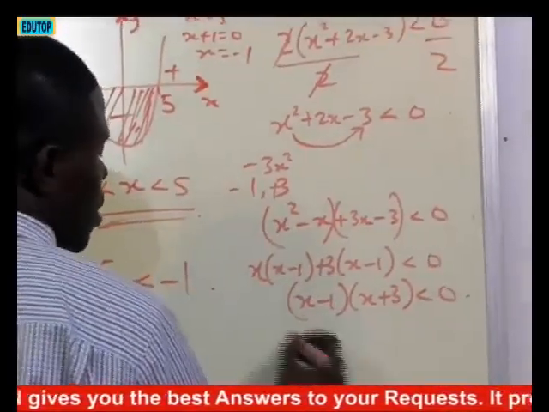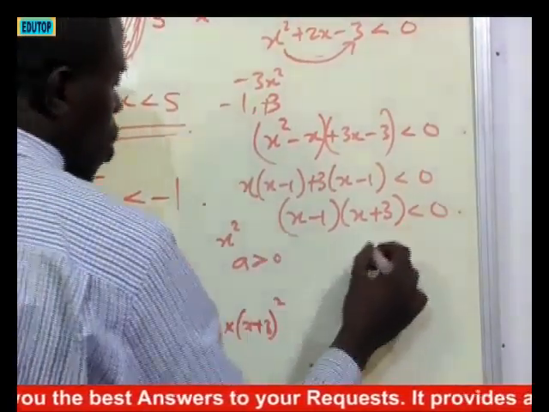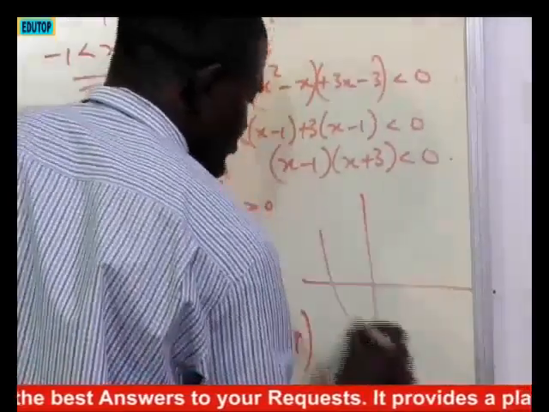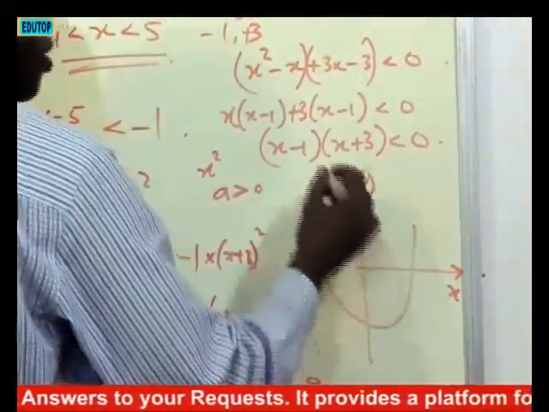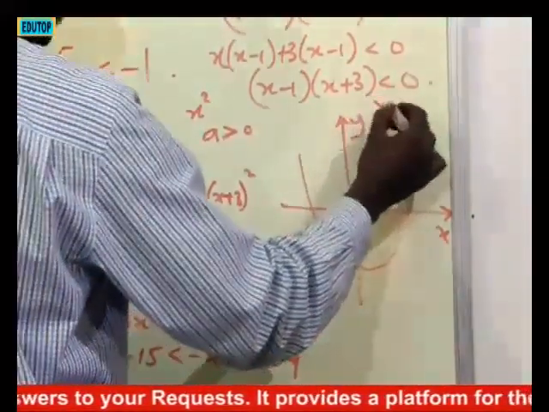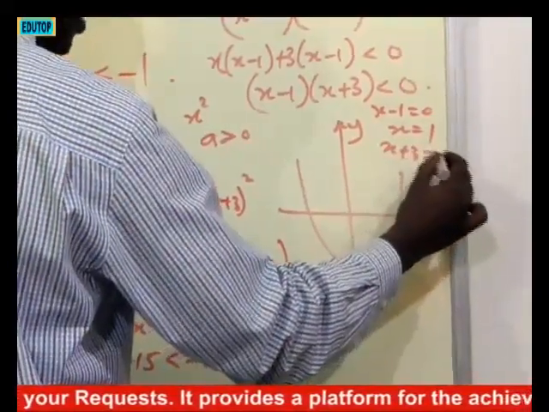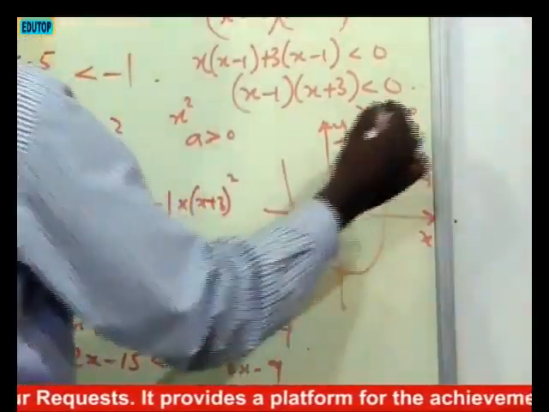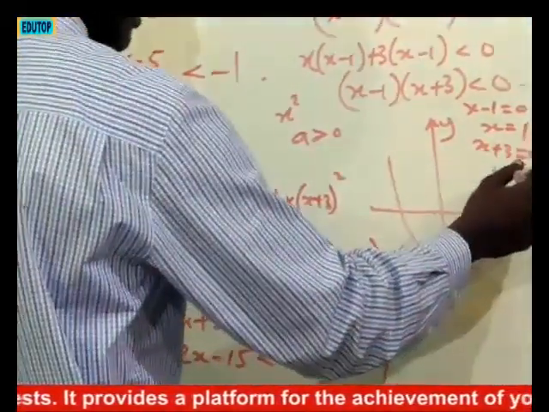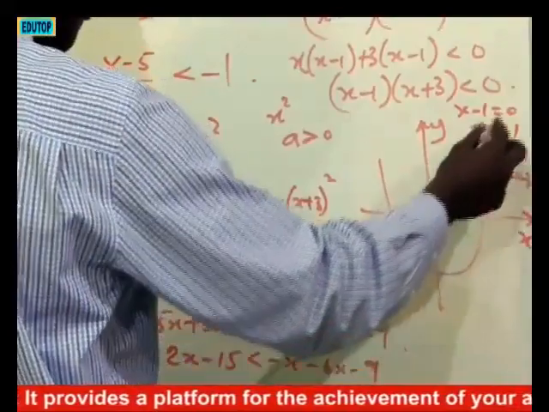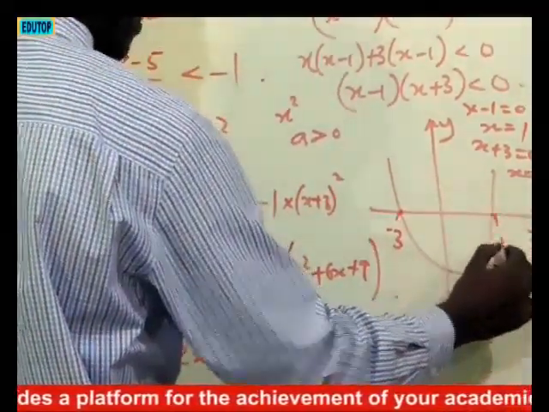x times x, that's x squared. So automatically that means our a is greater than 0. So we have a graph of this kind, a minimum graph, where this is our y and this is our x. Then check for the critical values. x minus 1 equals 0, our x equals 1. x plus 3 equals 0, our x equals minus 3. Between 1 and minus 3, which one is greater? Minus 3 is lower than 1, or 1 is greater than minus 3. So minus 3 comes first, then you have our 1.